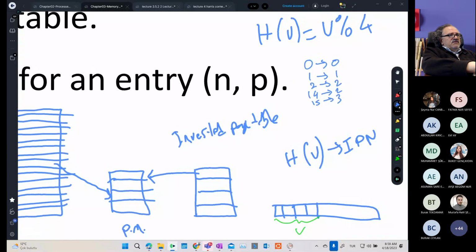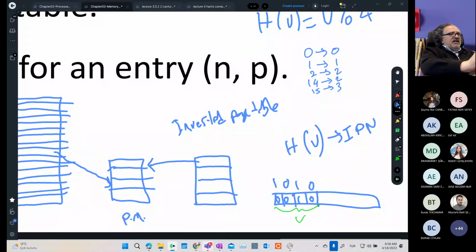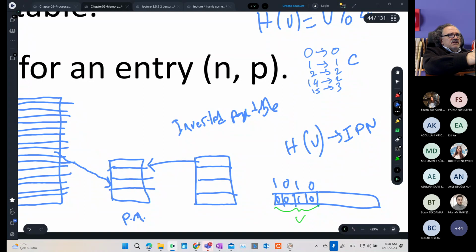Okay, so if this one is 0, 0, 1, 0 or 1, 0, 1, 0, right? It is pointing to the same location. I don't like it. How am I gonna find both of them? I mean, in the hash cases, this can happen. It is called collisions.